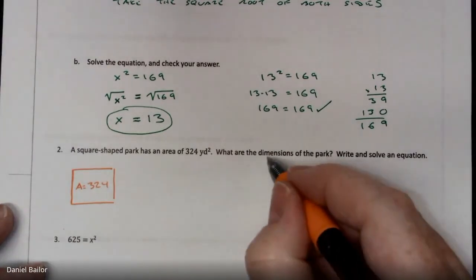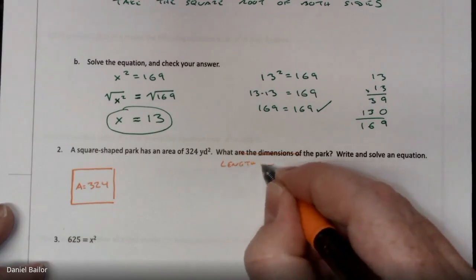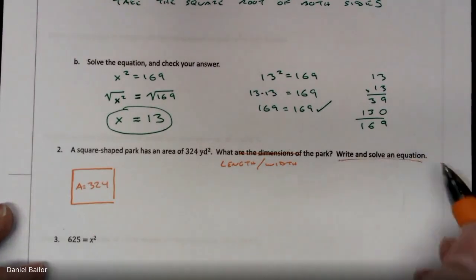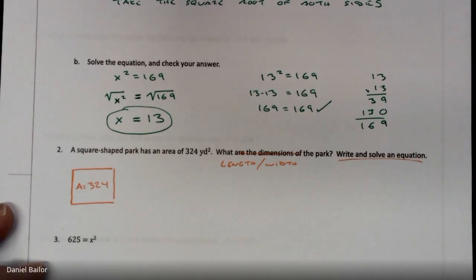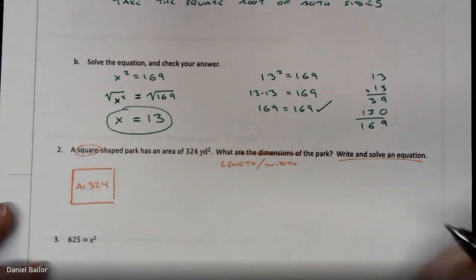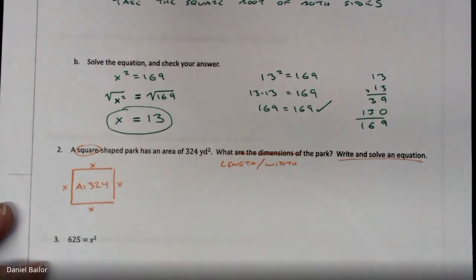What are the dimensions? Dimensions means how long is it, what's the length, and what's the width. Dimensions mean sizes. So because it's a square, we want to know length and width. We need to write and solve an equation for this. Well, it did say it was a square, and the definition of a square is that all sides are the same. So x, x, x, and x.